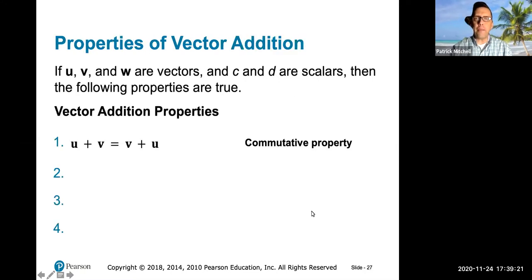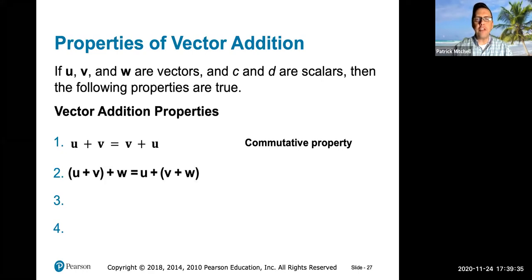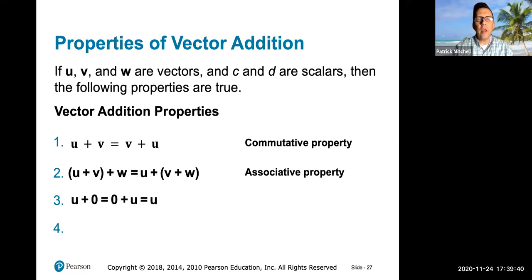All right, some properties of vector addition. If u, v, and w are vectors and c and d are scalars, then we have the following properties. First of all, vector addition is commutative. Vector addition is also associative. You have an identity element for vector addition, which is the 0 vector. Any vector plus the 0 vector, you just get back the same vector.